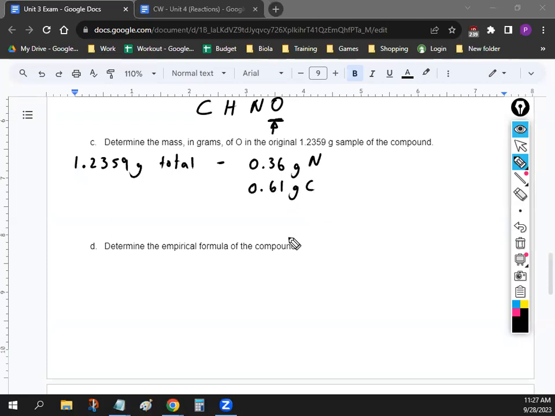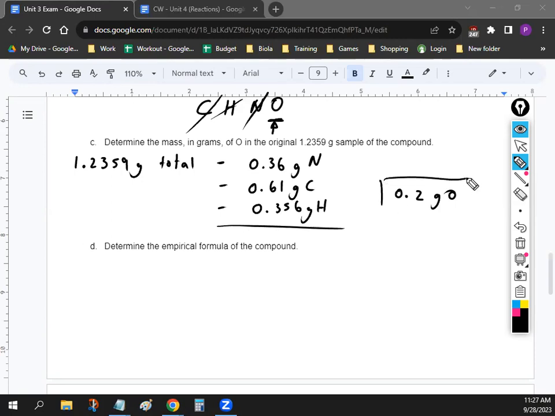And then if you look at the original paragraph, it tells you that you have 0.356 grams of hydrogen. So all you have to do is take away nitrogen, carbon, and hydrogen, and that gives you oxygen, which should give you about 0.2 grams of oxygen.